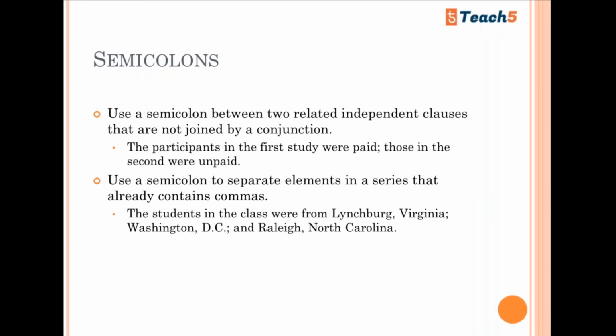Let's look at the next one, the semicolon. Sometimes it's contradictory, sometimes it's a joining word. Right? So let's use a semicolon between two related independent clauses that are not joined by a conjunction. Participants in the first study were paid, semicolon. Those in the second were unpaid. Use a semicolon to separate elements in a series that already contains commas. The students in the class were from Libya, Virginia, Washington, D.C., and Lillings, North Carolina. Okay, so these are the semicolons.